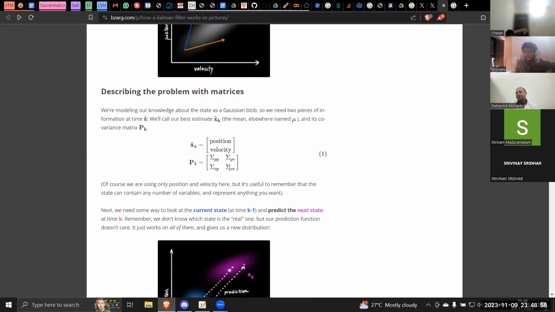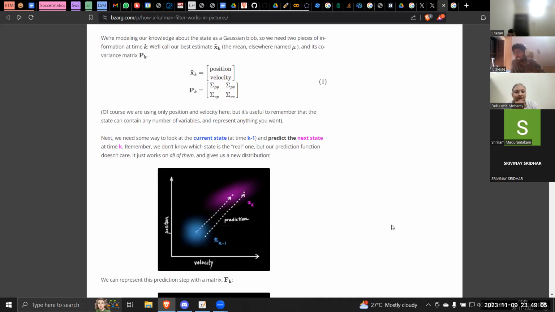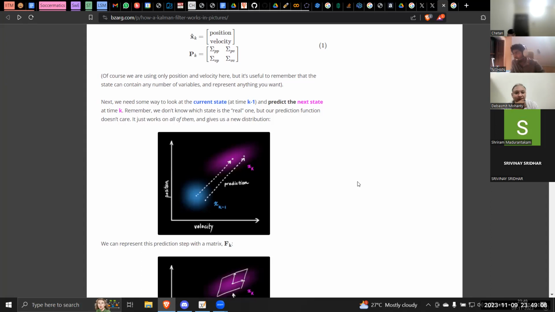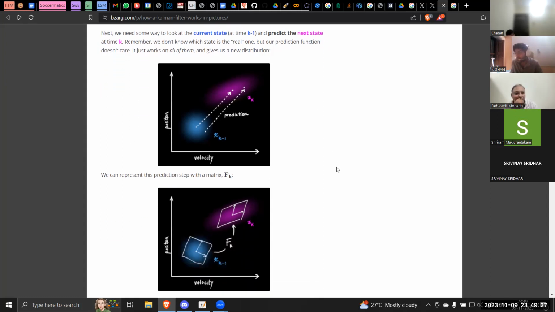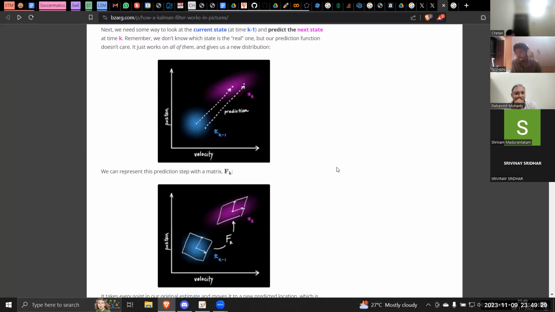Next, we need some way to look at the current state at time k-1 and predict the next state at time k. Remember, we don't know which state is the real one, but our prediction function doesn't care. It just works on all of them and gives us a new distribution. We can represent this prediction step with the matrix Fk.